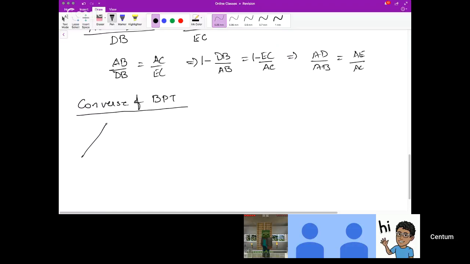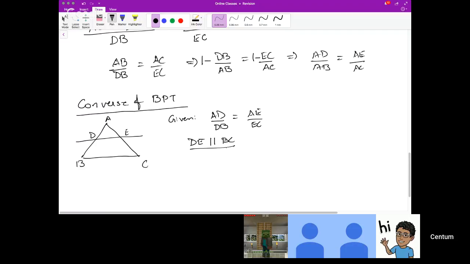And what does the converse of BPT say? That if in a triangle, let's say ABC, a line divides the two sides in such a way that AD upon DB was equal to AE upon EC, then you have to prove that DE will be parallel to BC.